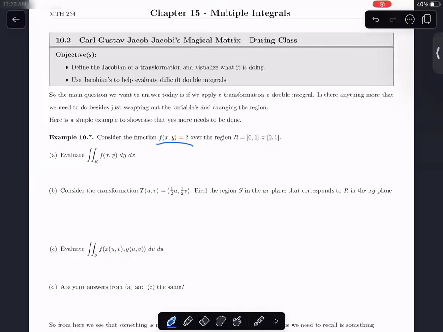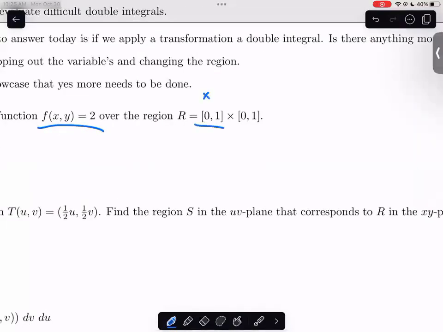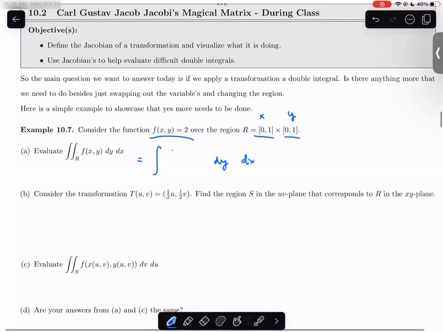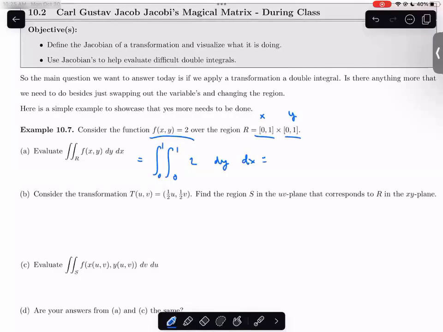That is, x's range from 0 to 1. Again, these are the x values. And the y's range from 0 to 1. Those are the y values. So if I was to just straight up evaluate this integral here, this is going to be an integral. Again, we're doing y first and then x, but both of these bounds are 0 to 1, 0 to 1. And the function is just a nice even 2. So we can go ahead and evaluate this as it sits.